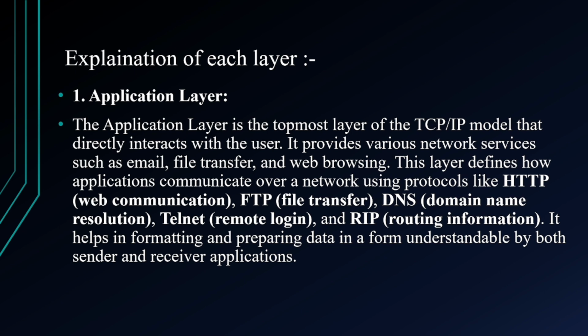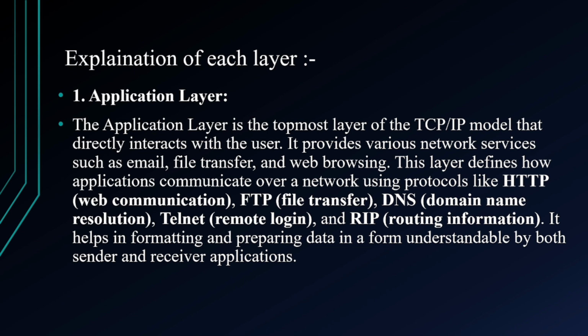HTTP. This is what makes web pages work when you type a website address in your browser. FTP. This is used for transferring files from one computer to another. DNS. This converts website names into addresses that computers can understand. For example, when you type google.com, DNS converts it into a number that your computer can use. Telnet. This allows you to log in to another computer remotely. SMTP and POP3. These are used for sending and receiving emails.